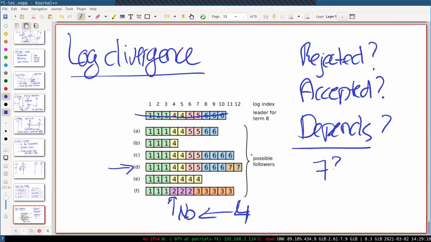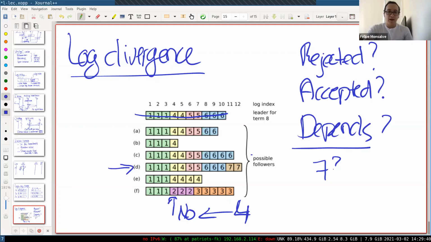At the end of the election restriction section, 5.4.1, they say Raft determines which of the two logs is more up to date by comparing the index and term of the last entries in the log. So wouldn't that mean that D has to become the leader if we're comparing? No, because D just votes no, but other people might vote yes.